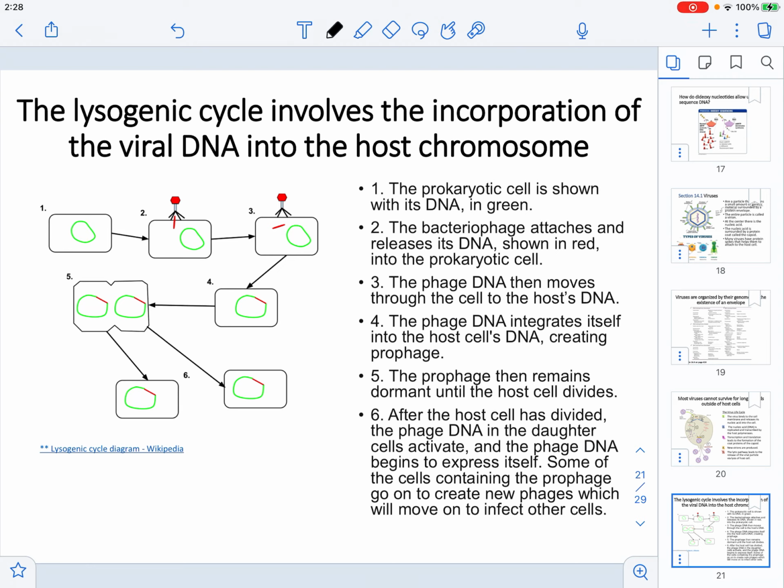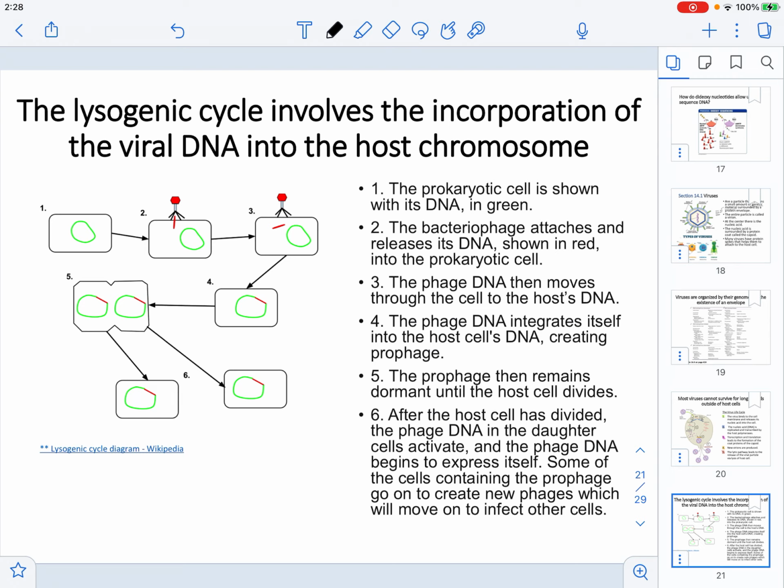So as you can see illustrated in the image on the left side, these are the steps for the lysogenic cycle. Okay? First, as you can see, we have a prokaryotic cell on number 1. Then we have the particular virus, in this case a bacteriophage, that is going to attach and release its DNA, shown in red, into the prokaryotic cell. As you can see on illustration number 3, we have that phage DNA that is going to move through the cell to the host DNA.